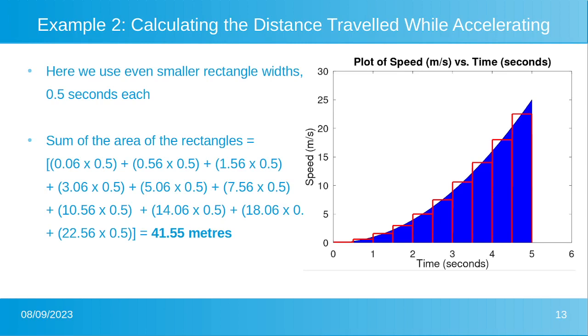Now we're using 10 rectangles. And we can see that the combined shape of the rectangles more closely approximates the shape of the curve. And when we calculate the sum of the areas of these rectangles in the same way that we've been doing before, now our estimate of the distance traveled becomes 41.55 meters.